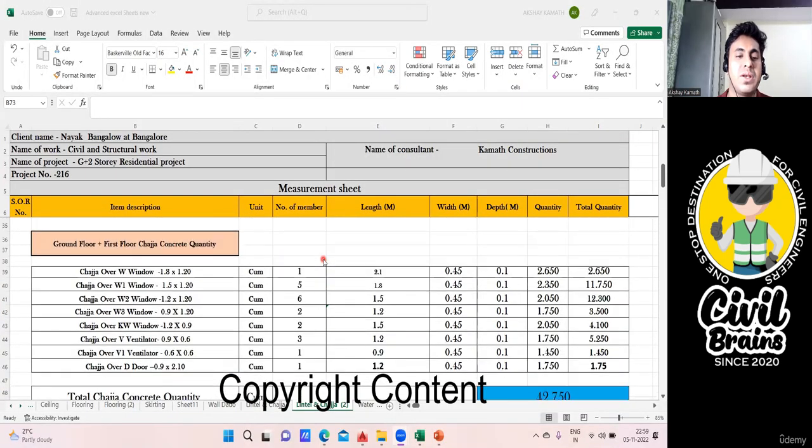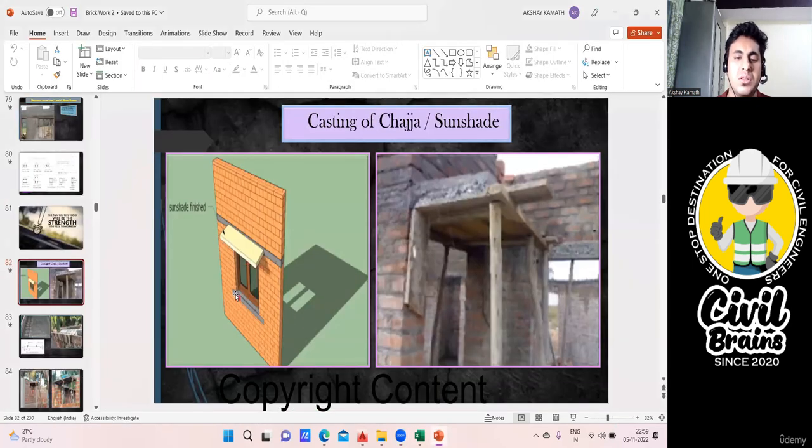So now we'll try to find the Chajja quantities. Before that, for someone who doesn't know what a Chajja is: this was the sill concrete we calculated, and this was the lintel concrete we calculated. Now this is called a sunshade or Chajja. We need to calculate the concrete quantity for this.